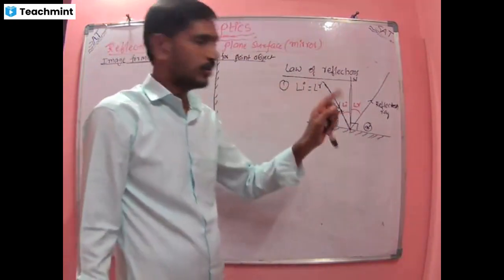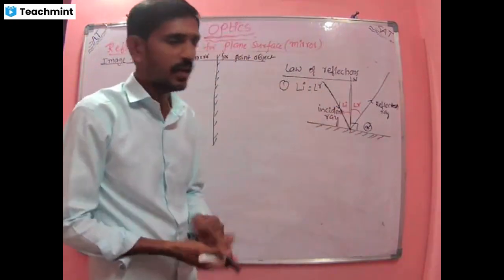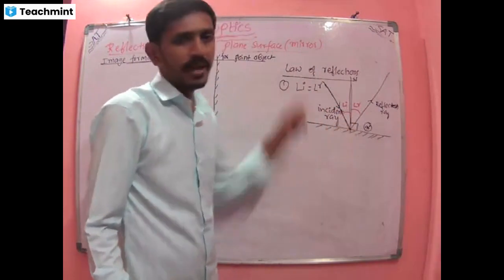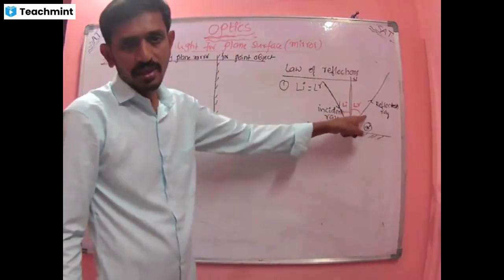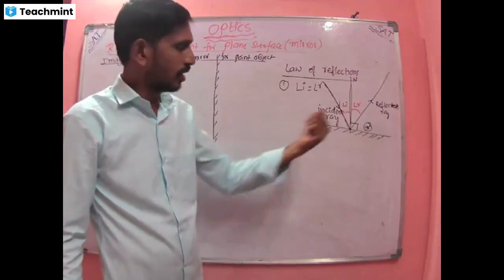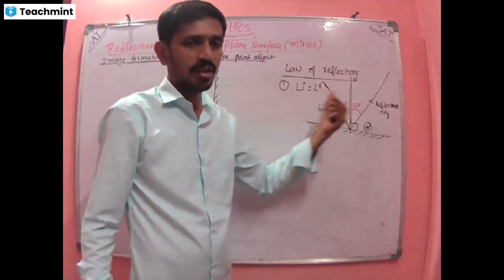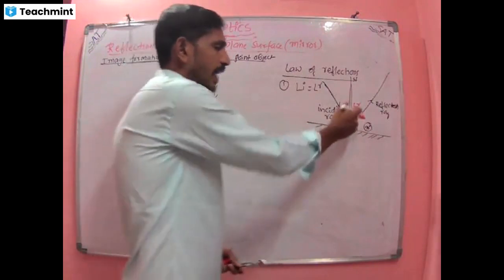Okay, this is very important. Whatever the angle of incidence is, it should be equal to the angle of reflection. You already know this is a property of the law of reflection: angle of i is equal to angle of r.